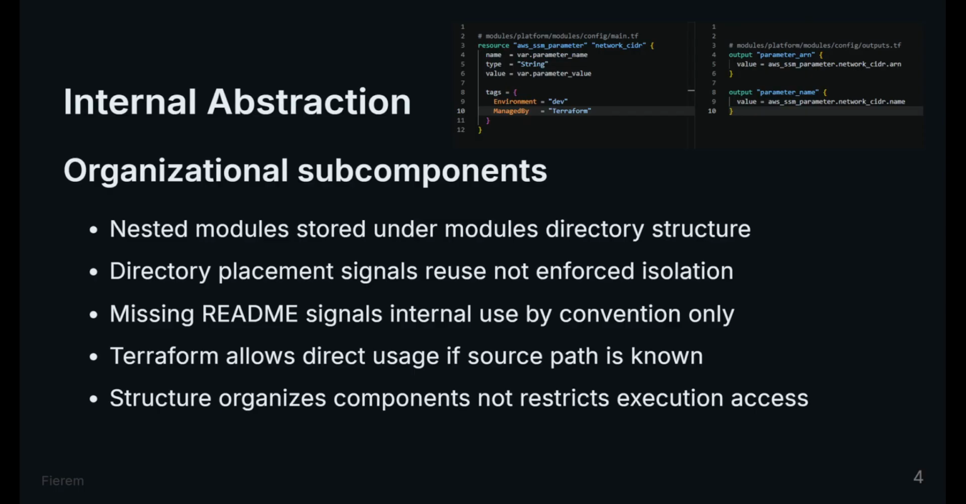Nested modules are useful when one public module needs internal building blocks that advanced users may optionally consume later. HashiCorp's module structure guidance treats nested modules under modules as reusable subcomponents, and a nested module without a README is generally treated as internal by convention rather than by enforcement. That mechanism is organizational, not security isolation. Terraform will still allow direct use if someone points a source address at that path.